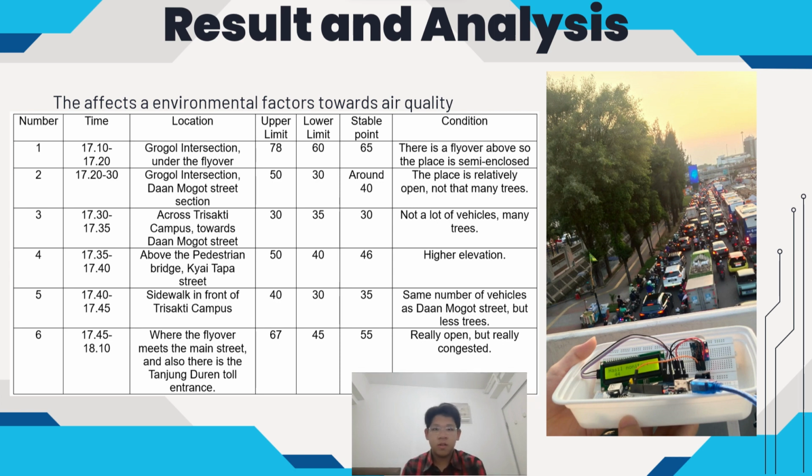And where the flyover meets the main street, and also where there is Tanjung Duren toll entrance, the readings were the second highest, which are 67, the lowest being 45, and the average being 55. The reason for only being the second highest, even though it's the most congested, is because the place is really open. So from this, there are 3 conclusions that can be drawn.